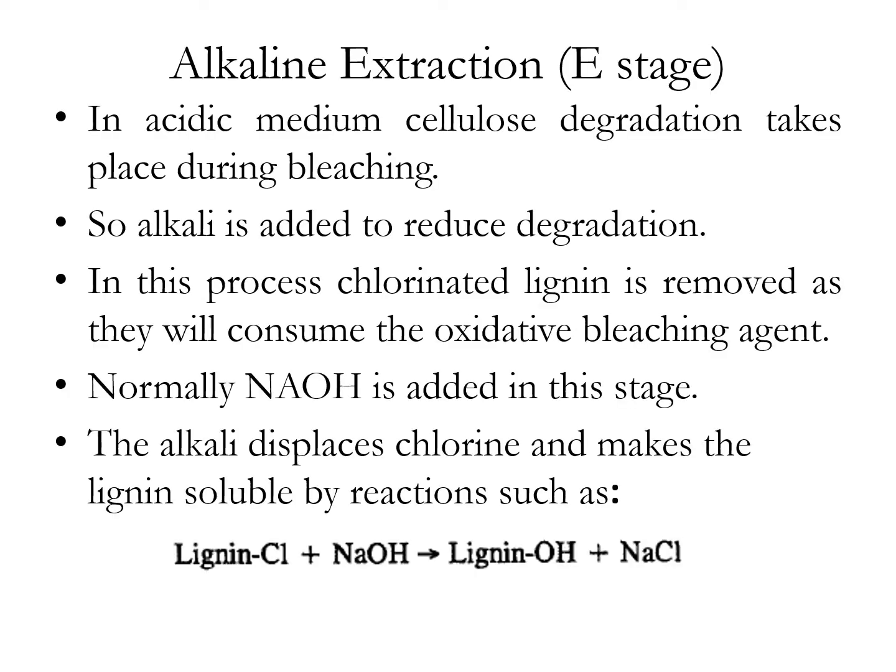Now the alkaline extraction or E stage. After washing of the chlorinated pulp, it is extracted with alkali to remove the remaining chlorinated lignin and water insoluble organic acids. By removing these substances with the alkali, less hypochlorite is required in the subsequent hypochlorite stage. And definitely pulp of better color results.